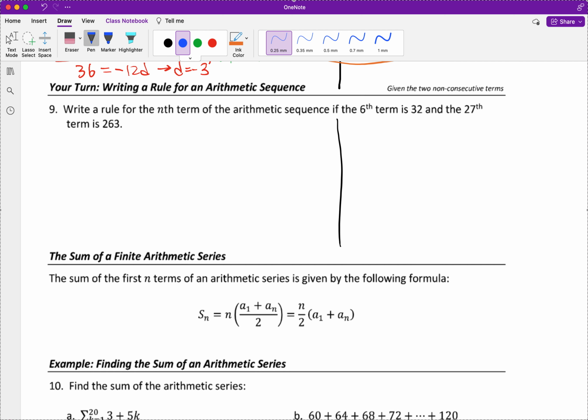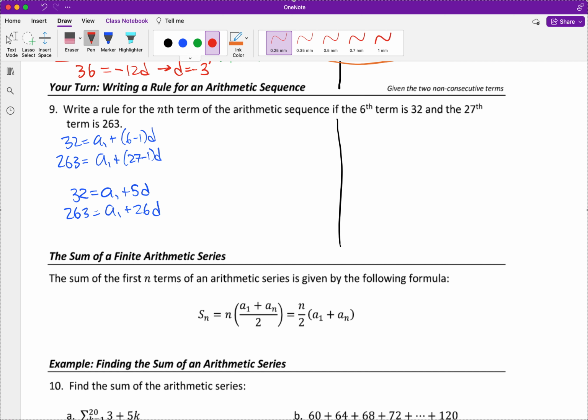I'm going to take that 6th term is 32, so I'm going to have 32 equals a1 plus 6 minus 1 times d. I'm doing it long-winded. My guess is that you would eventually not need to write 6 minus 1, and you could just write 5 there, but, whatevs. Same idea for the next one. I'm going to have 263 equals a1 plus 27 minus 1, okay, times d, and if I clean those up, that's going to be 32 equals a1 plus 5d, and 263 equals A1 plus 26D.